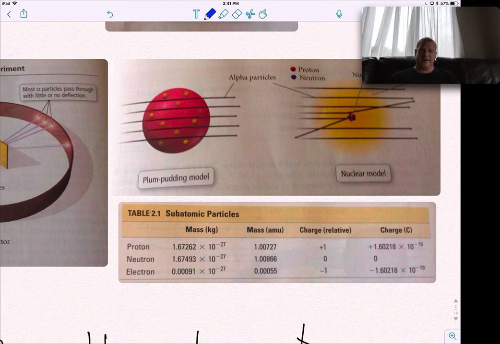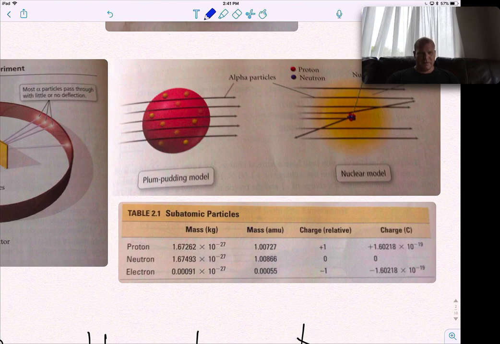You've probably heard of that. An amp is a coulomb per second. So an electron's charge is minus 1.6 times 10 to the minus 19 coulombs. To give an example, 96,485 electrons equals the charge of 1 coulomb. So about 100,000-ish electrons, a little less, forms the charge of a coulomb.